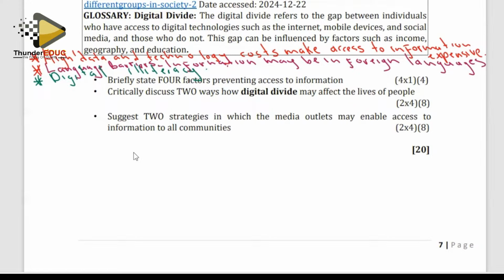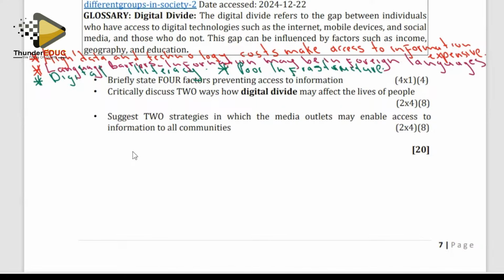Then we also have limited availability of infrastructure, like lack of electricity. For example, most sources of information need connectivity to a network or even to electricity. So that might affect how people access that particular information. So those are the factors. The first one is high data and technology costs. Then language barriers, whereby information is available in foreign languages which people cannot understand. Then lack of digital literacy, and poor infrastructure.